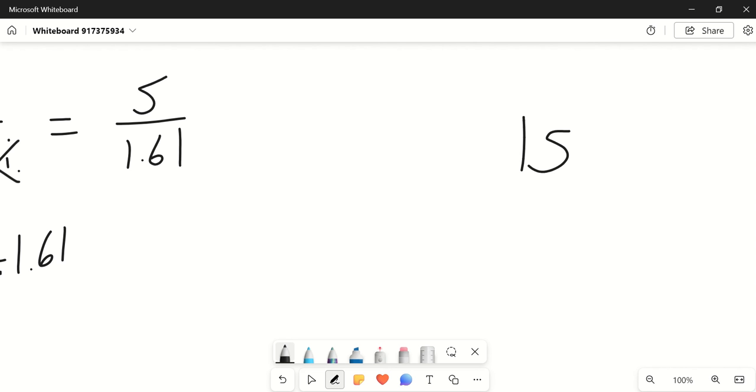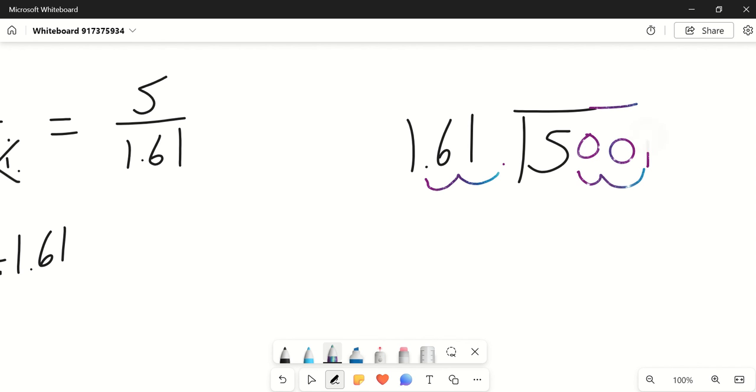When you divide with a decimal, if the decimal is on the outside, it needs to be moved all the way over to the right. Because the decimal needed to be moved over twice, our decimal's at the end here, and it'll need to be moved over twice as well, making this become 500 with our decimal being put up here. Now we're figuring out how many times 161 will go into 500.